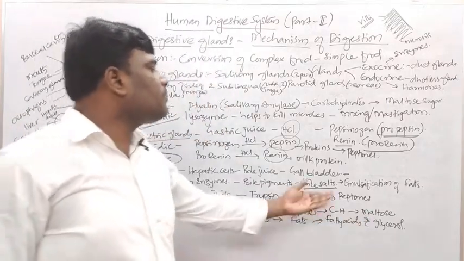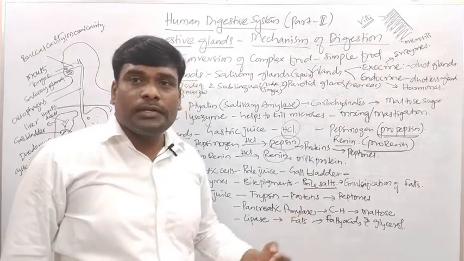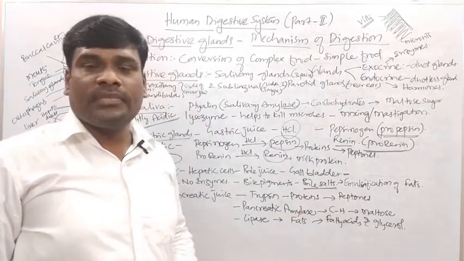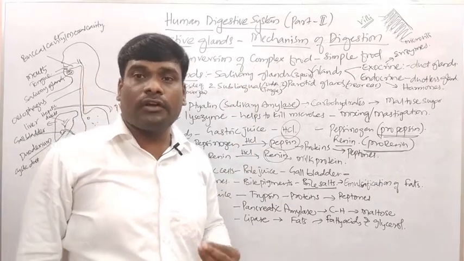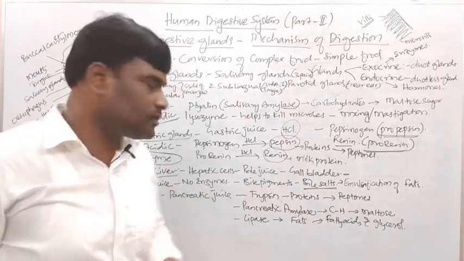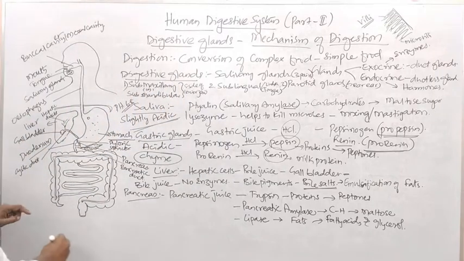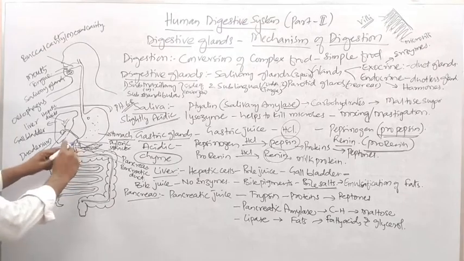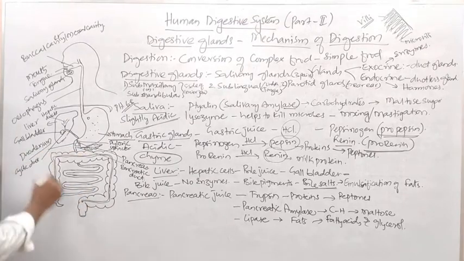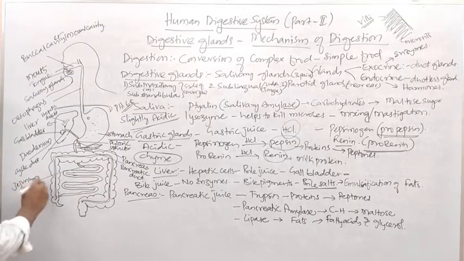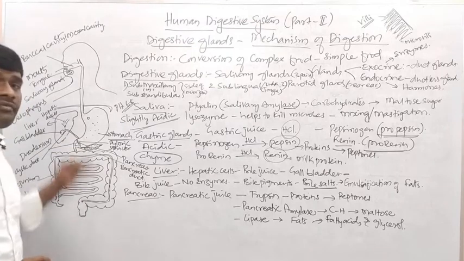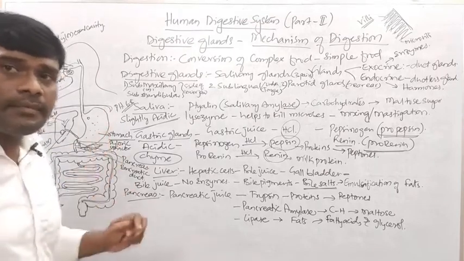Next, what about the peptones and maltose sugars? There are other glands, children. The lining of the intestine consists of glands called intestinal glands. Let us draw the parts of this. This is the duodenum, the second part of the small intestine is called the jejunum, and the third part we call the ileum, and most of the food gets digested in the ileum only.